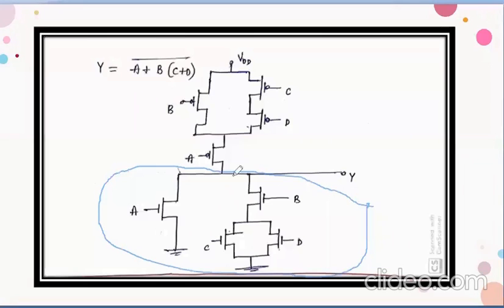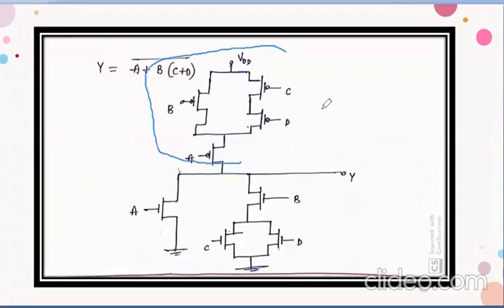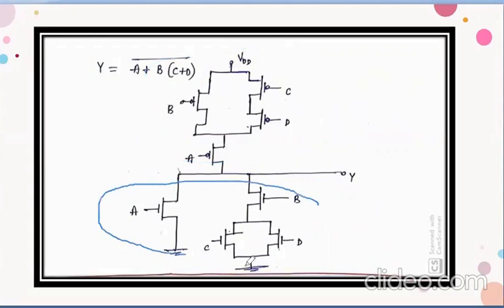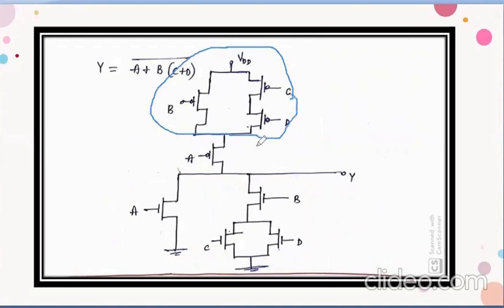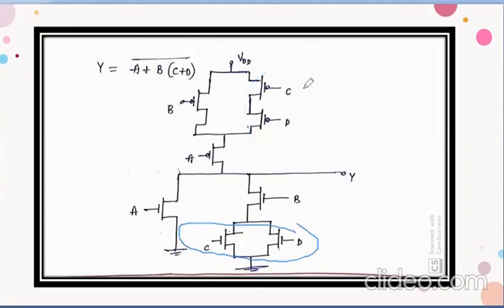And now for the PMOS pull up network, we just take the dual of the NMOS network. See, this transistor and this network are in parallel, so we connect them in series first. Now B and CD are in series, so we take B and CD in parallel. Now CD are in parallel, so we just take CD in series.